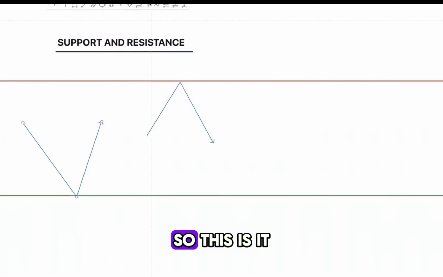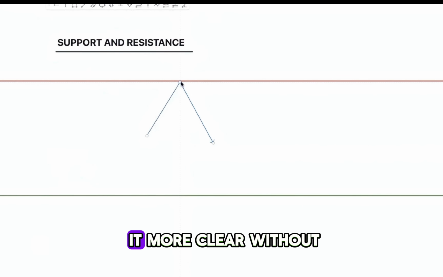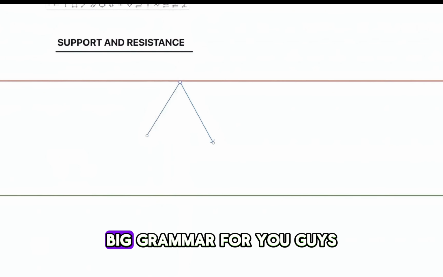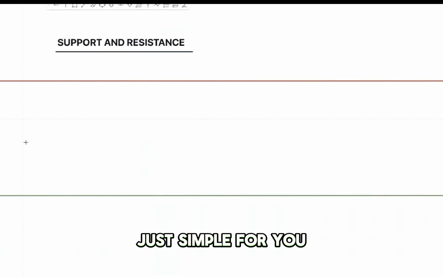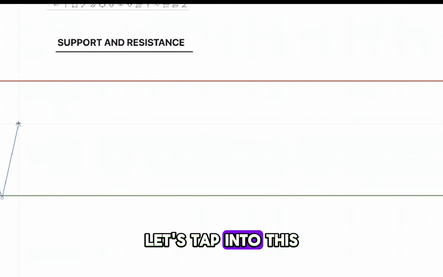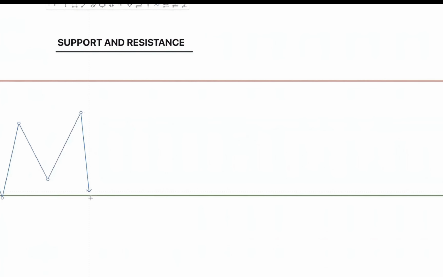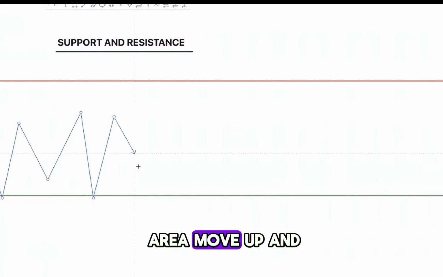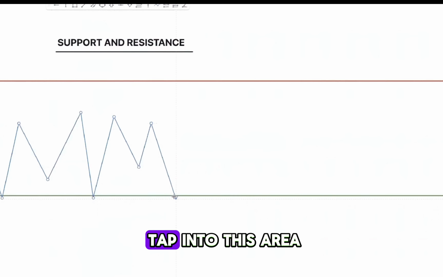So this is it. Like I said, I'll try to make it more clear without using big grammar for you guys. Just simple for you guys to understand it. So let's dive into it now. Let's say price has been rejecting this area. Price taps into this area, moves up. Taps into the same area, moves up. And taps into this area.